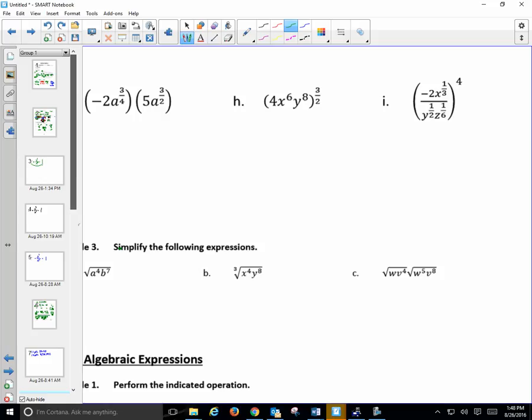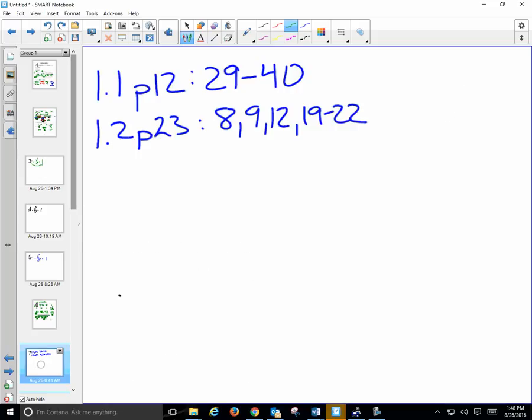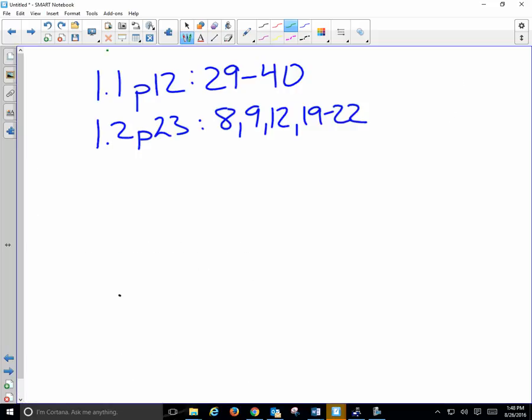Here you go. You have an assignment. 1.1, page 12, 29 through 40. That will take care of your intervals and inequalities and that stuff. And then 1.2, page 23, right there. So you can combine them all on one page if you would like.